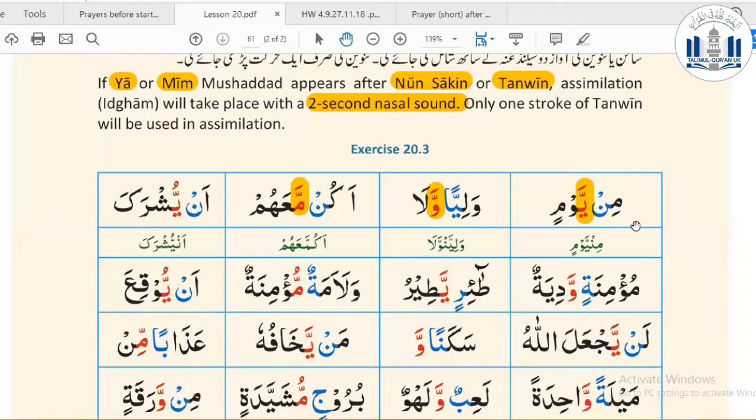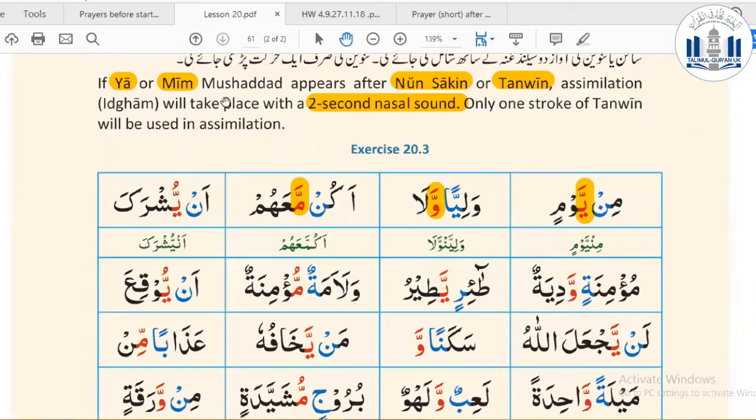This first example, you can see that the first letter is Mim with a kasra underneath it, followed by a Noon sakin, followed by a Ya mushaddad. Okay, so Noon with the sukoon, Noon sakin, Ya with the shadda, Ya mushaddad. Okay, so I'm just going to be focusing on these first three letters for now, and inshallah later on we'll focus on the word as a whole. Right now we're just focusing on the first three letters, Mim, Noon and Ya.